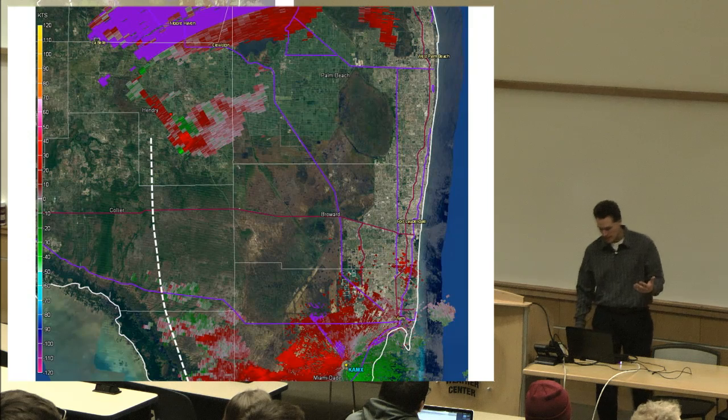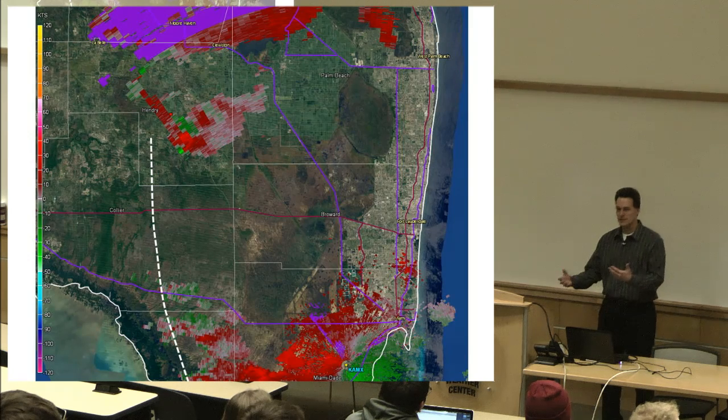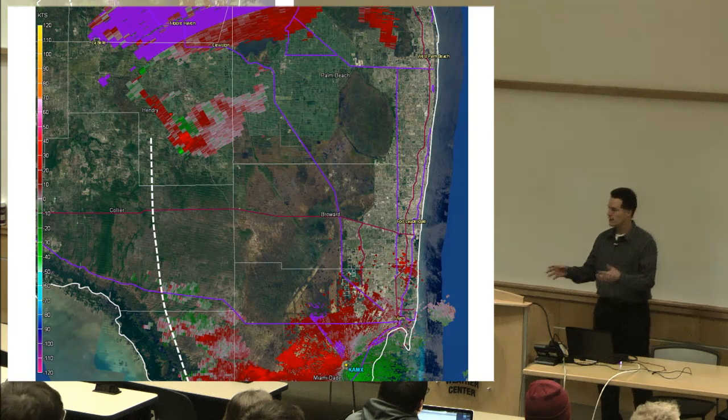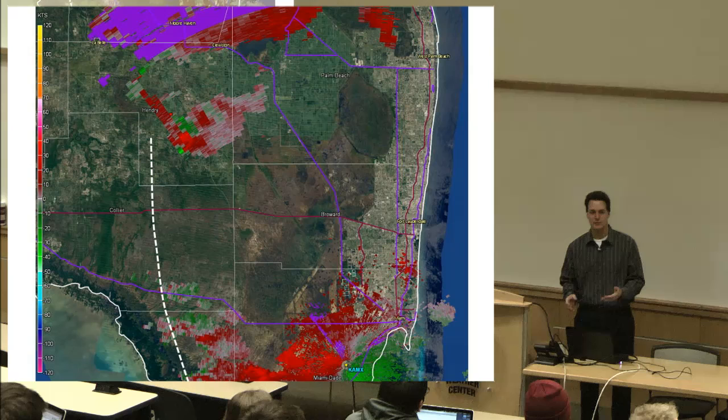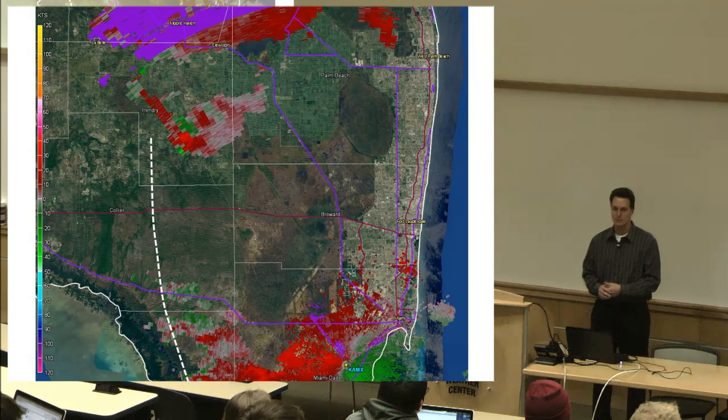Okay, now keep in mind that sounding that I showed you. This was the day with the largest hail observed in South Florida history. It was like bigger than baseballs with this. If you're not looking at the data, I promise you, you have no chance of catching something like this unless you're actually looking at it in some detail.